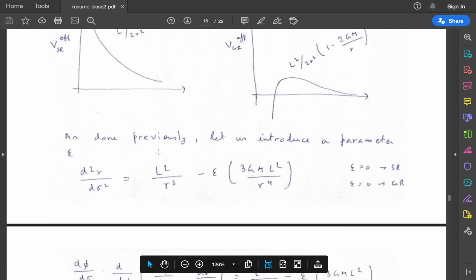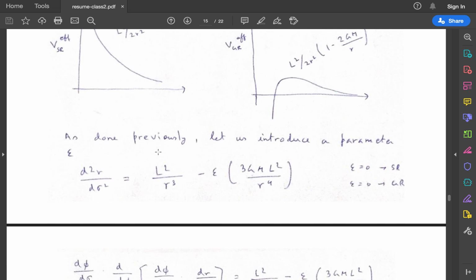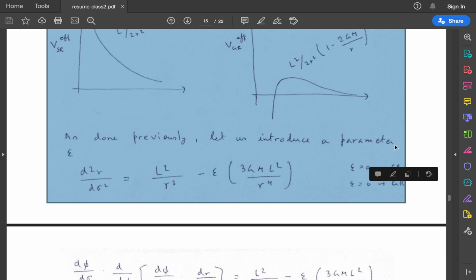So let us proceed now from here, because we not only want to have this potential and how it looks, we want to see how photons behave near a massive particle in the GR case. So we will proceed as previously. Let us introduce a parameter epsilon, a small parameter, where epsilon goes to 0 for SR, and epsilon is equal to 1 for GR.